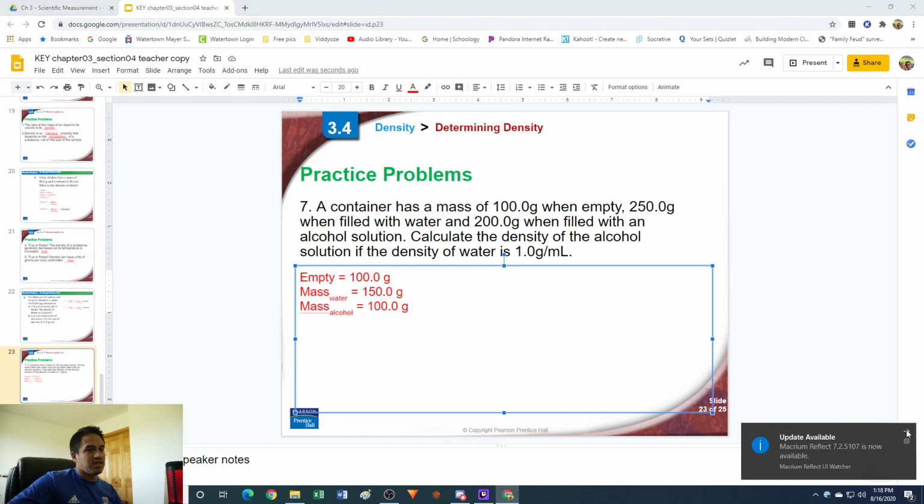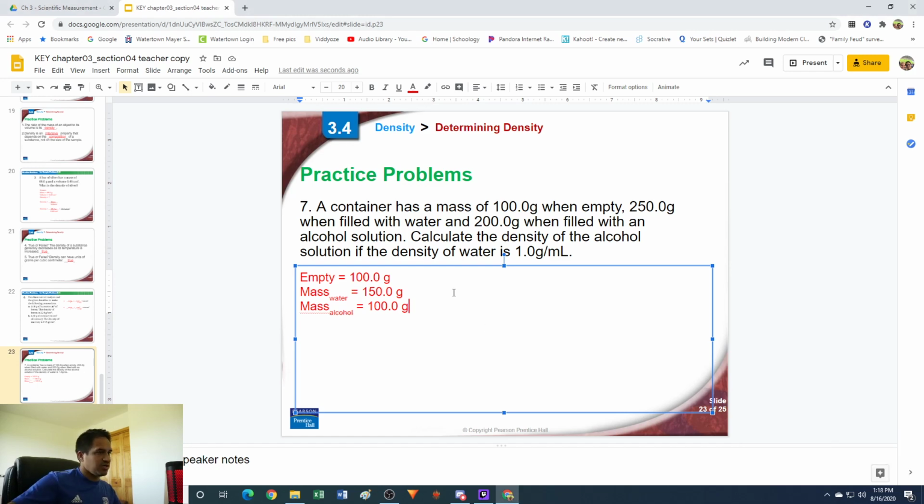They're also telling us the density of water, which we'll put over here. Density of water is equal to 1.0 grams per milliliter. They want us to find the density of the alcohol, which is a question mark because we don't know what that is. So here's all the information we know. Where do we go from here?